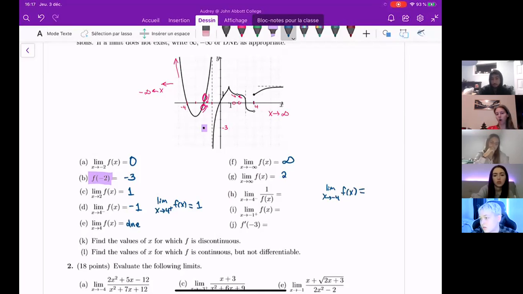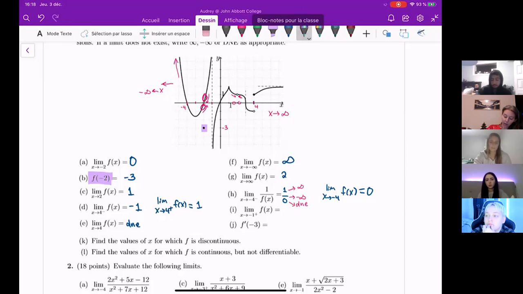Of just f of x, not 1 over f of x. Yeah, good job, 0. Which means that when I plug in here, I get 1 over 0. And what does a constant over 0 mean? So it could be infinity. It could also be negative infinity. It could also be does not exist.